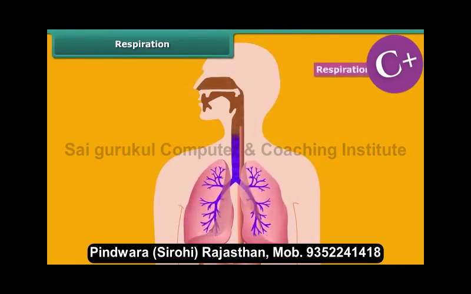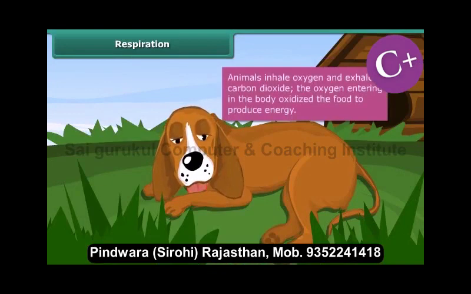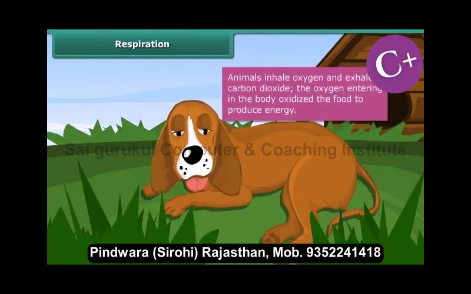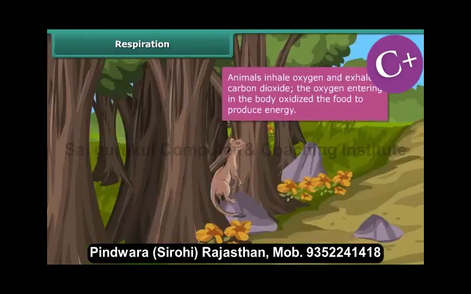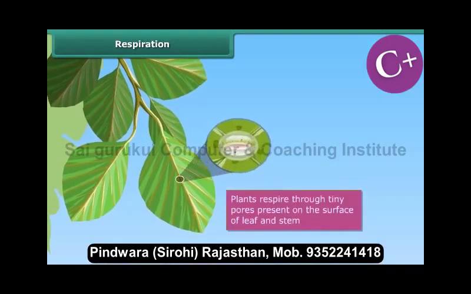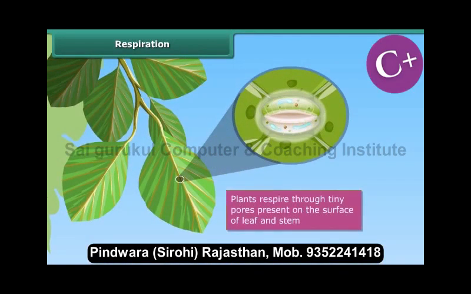Respiration is an important characteristic of living organisms. They require oxygen for the process of respiration. Animals inhale oxygen and exhale carbon dioxide. The oxygen entering the body oxidizes the food to produce energy. This energy is further utilized by the body to carry out various life activities. Plants respire through tiny pores present on the surface of the leaf and stem.